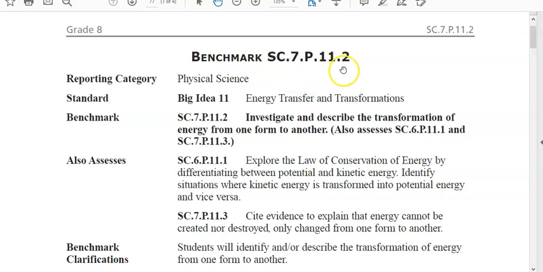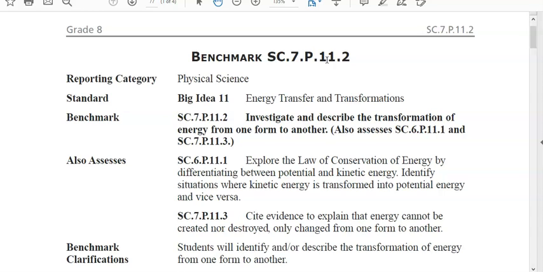So the naming convention of a benchmark is: the SC stands for science, and the 7 is seventh grade. The P stands for the body of knowledge, sometimes called reporting category when we get our state results back. We have 4 bodies of knowledge. The physical science is P, E is earth science, N is nature of science, and L is life science. The 11 is the big idea, which is a further breakdown in these bodies of knowledge. In this case, it's energy transfer and transformations. And 2 is the benchmark.